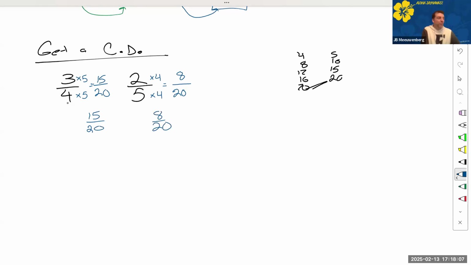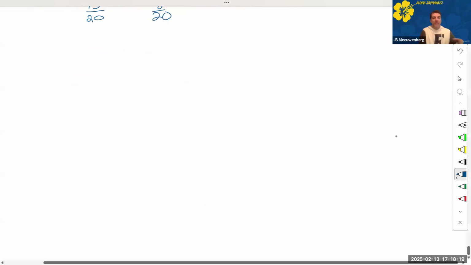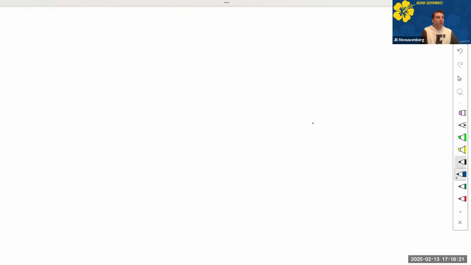Again, these fractions represent the same number as their original fractions. It's the same number, it's the same value. Try one more. This pair is going to be 1/6 and 5/18. Take a moment to do that one.